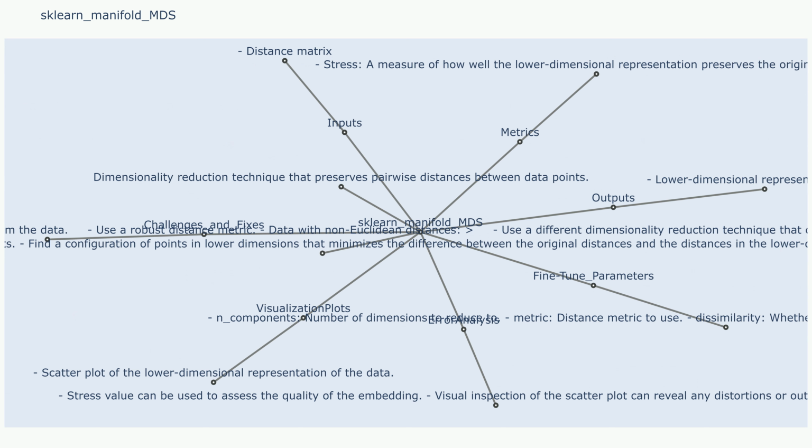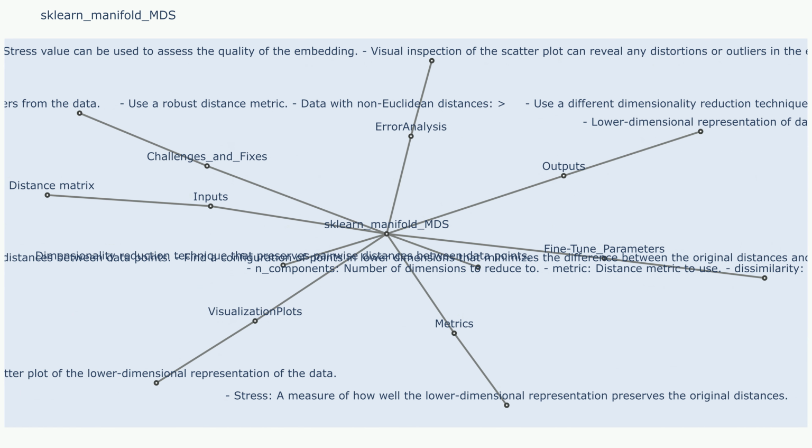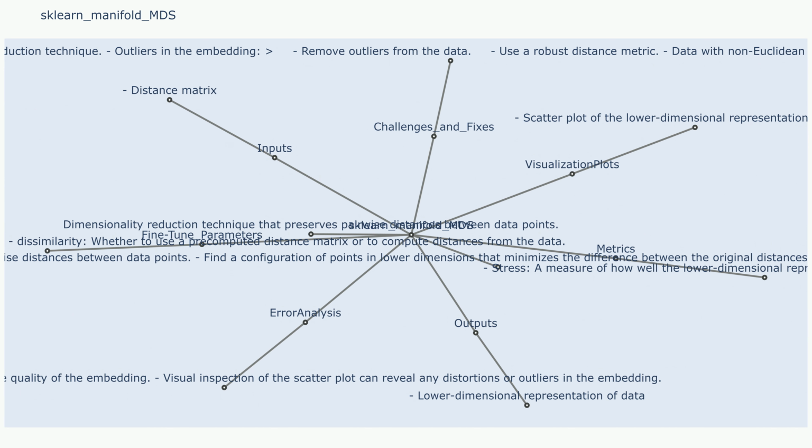Output 2. Explain in detail a stress value, which quantifies the quality of the embedding. Lower stress indicates a better fit, with distances in the low-dimensional space closely resembling the original distances. Steps. Step 1. Explain in detail. The MDS algorithm first takes the distance matrix as input. Step 2. Explain in detail.